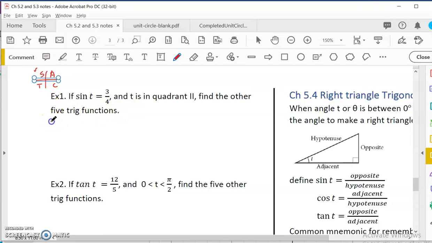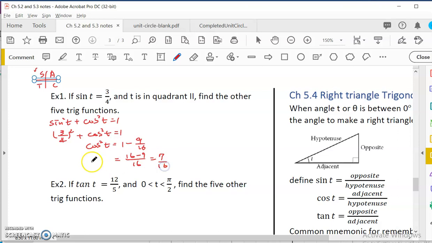So of course we would use the Pythagorean identity. Sine squared t plus cosine squared t is equal to 1. Sine squared t is (3/4) squared, plus cosine squared t, which we don't know, we want to find it, equals 1. So cosine squared t equals 1 minus 9/16. Common denominator 16: 16 minus 9, so it's 7 over 16. That is cosine squared t.